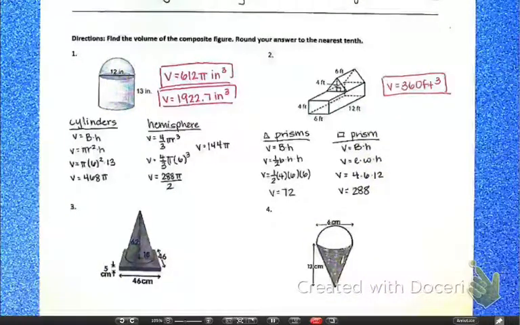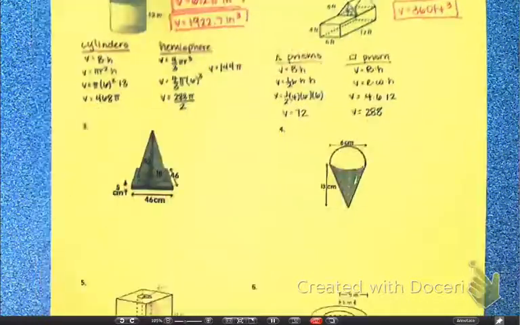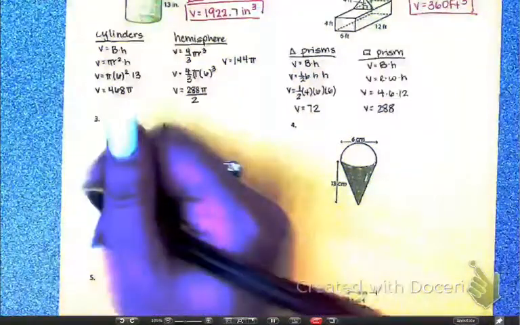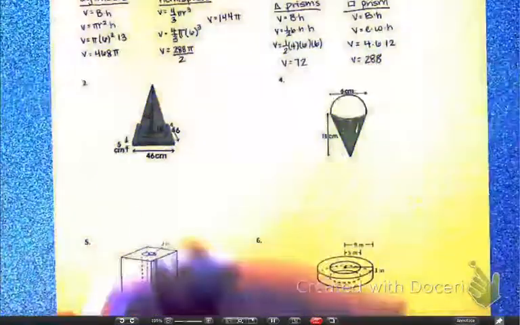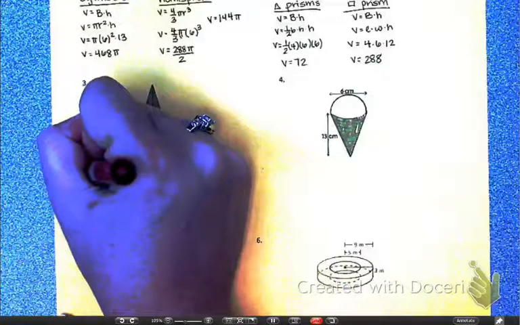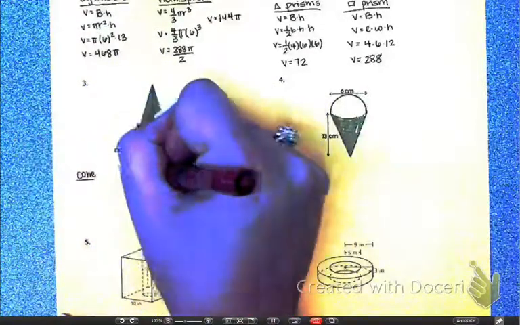Okay. I would like you and your group to do numbers 3 and 4. So identify the two figures you're solving for, and then find the composite figure volume. All right, what two figures did you see here? A prism and a cone? So a cone and a rectangular prism.